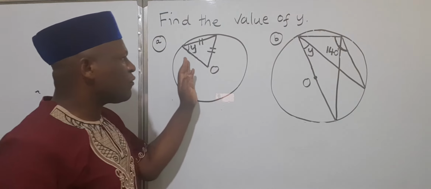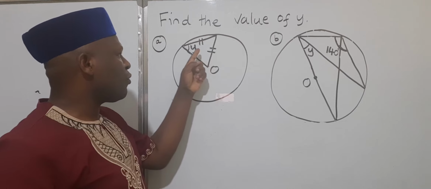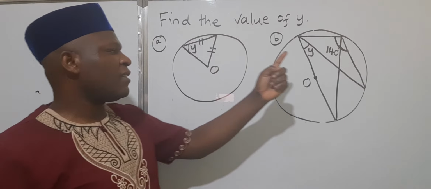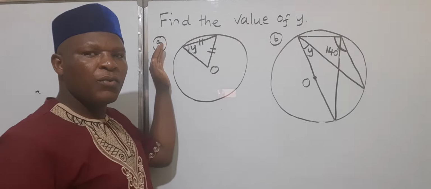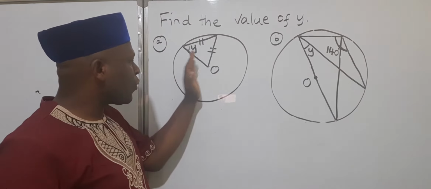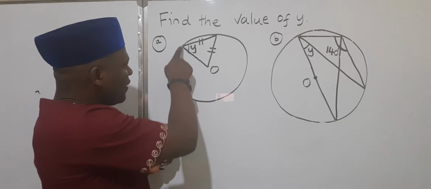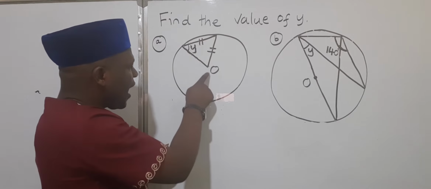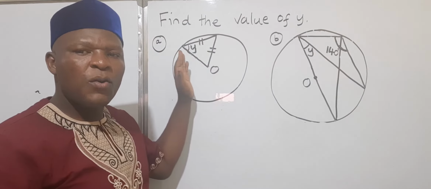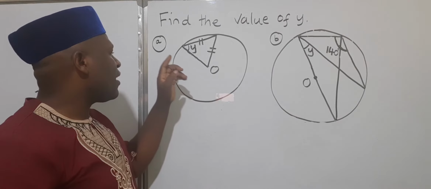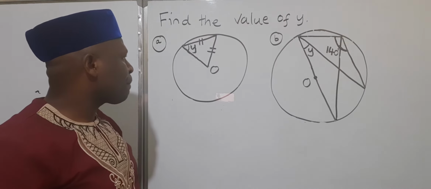Now, how do we solve these two questions? Finding the value of y here and also finding the value of y there. Let's start with question A. On question A, we have a circle and a triangle and a center. We have not been given any angle here, but we are asked to find the value of y.